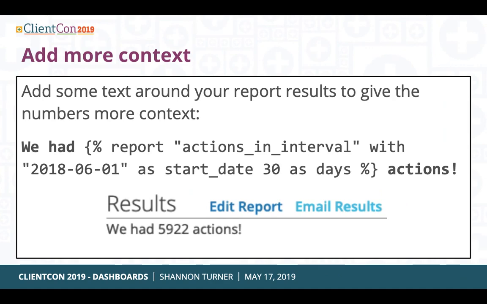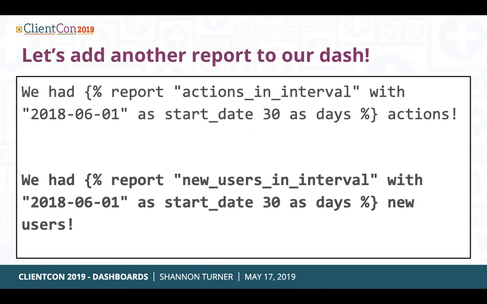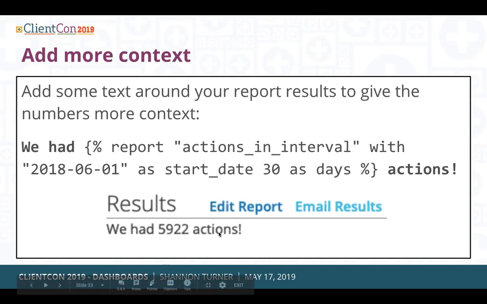Let's just add in some text. Here I have it highlighted in bold, the changes that I'm making. If we add some text around our report results, this can help contextualize the numbers. So we had 5,922 actions. That's good, but when? When did we have those actions? And here we can add some more text, maybe we want to even say when those were as well.